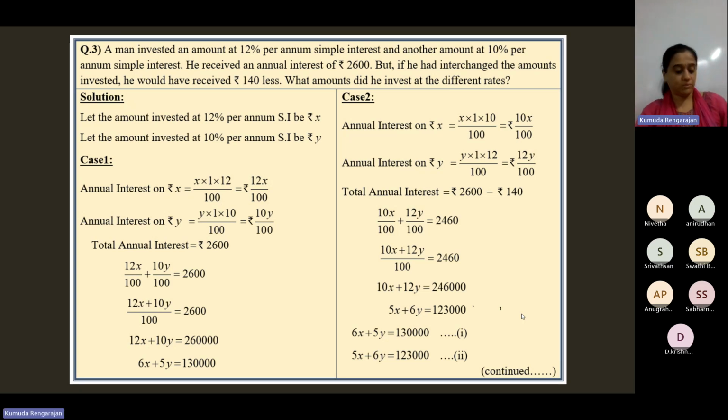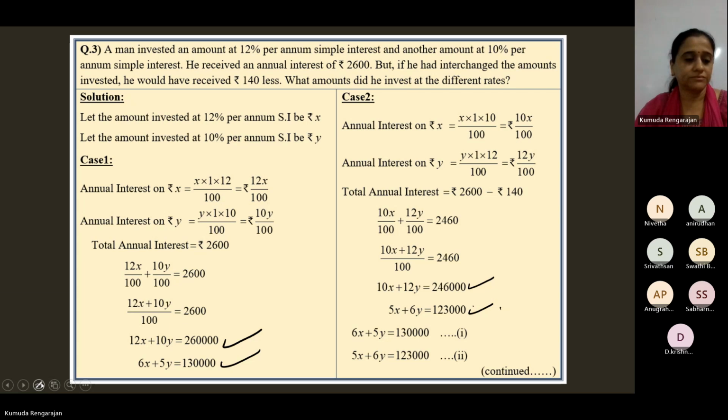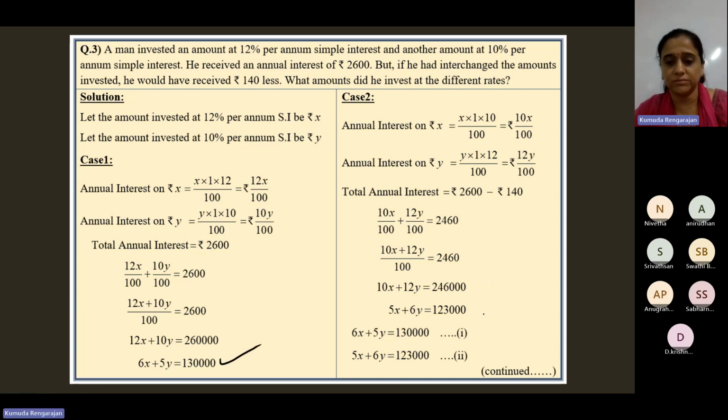Okay, so now we have constructed this equation. You can divide by 2 throughout and simplify the equation. Here again, you can divide the equation throughout by 2 and simplify the equation. So now you see these two equations, right? This one and this one. All right. Now what do you observe?